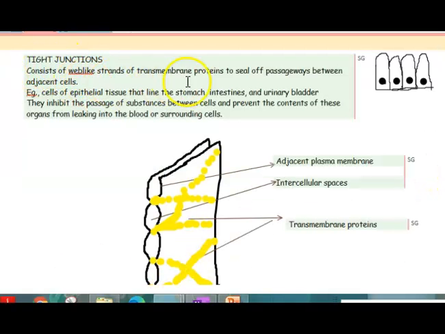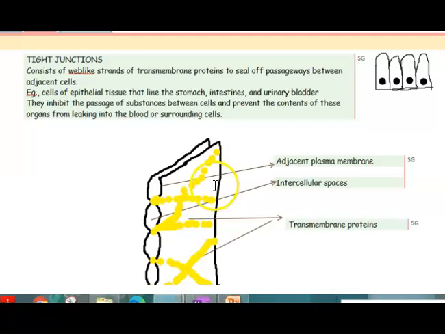The first type of junctions are tight junctions. They consist of web-like strands of transmembrane proteins to seal off passageways between adjacent cells. Example, cells of epithelial tissue that line the stomach, intestines, and urinary bladder. They inhibit the passage of substances between cells and prevent the contents of these organs from leaking into the blood or surrounding cells. So, in order to achieve this function, the cells have to be held very tightly.